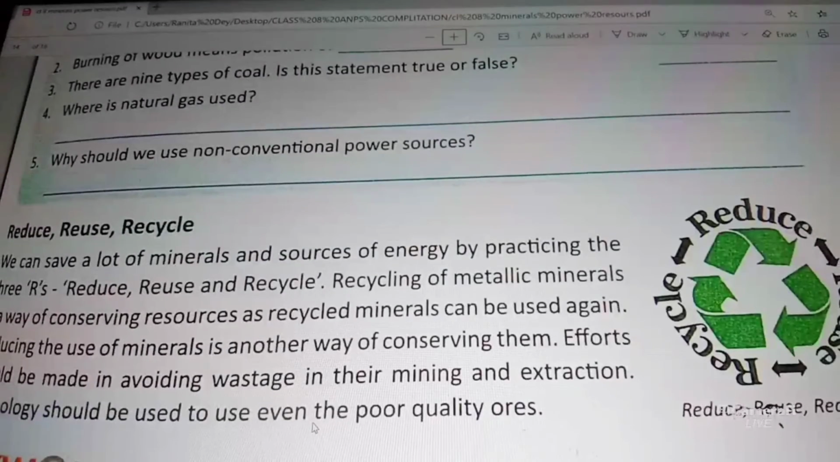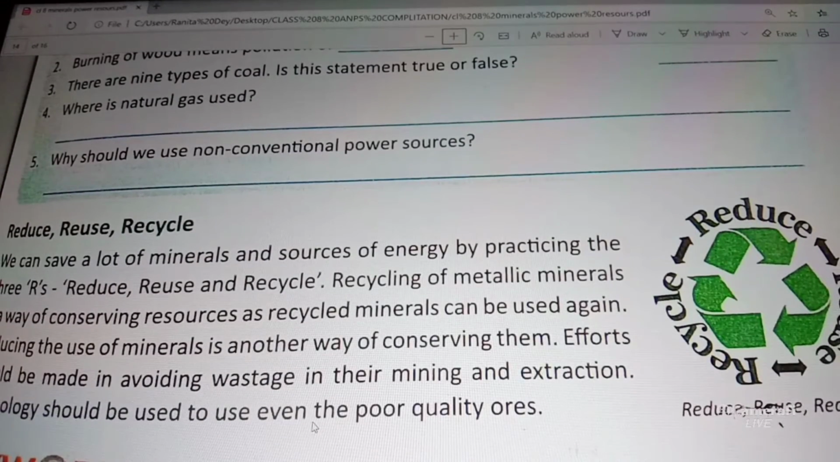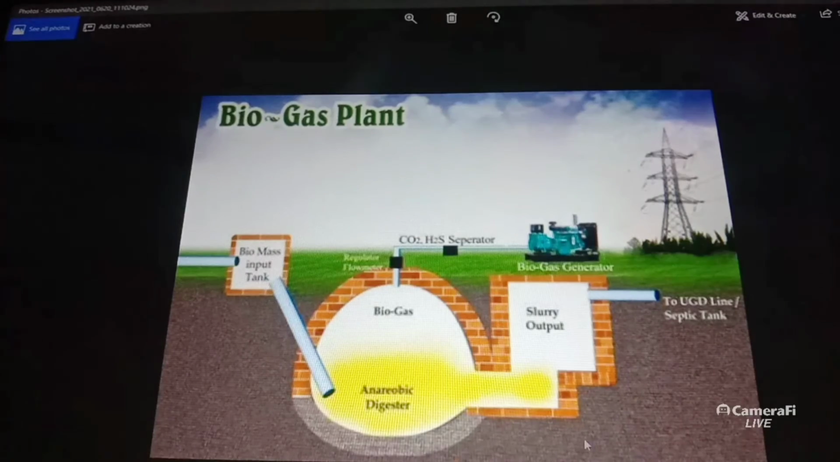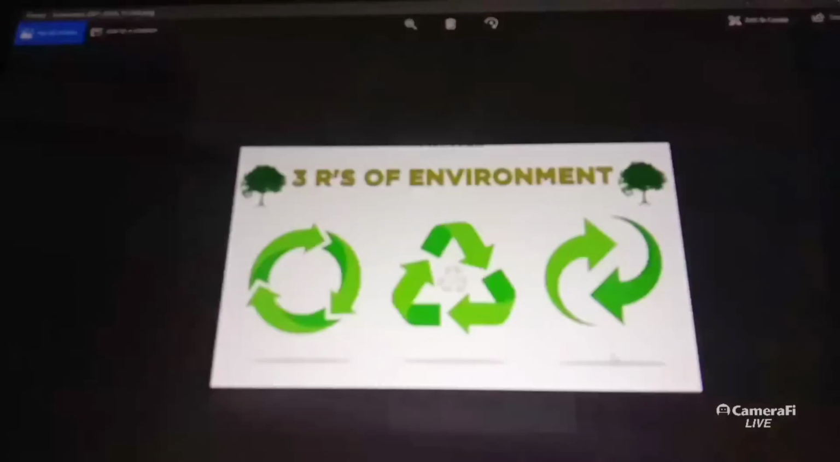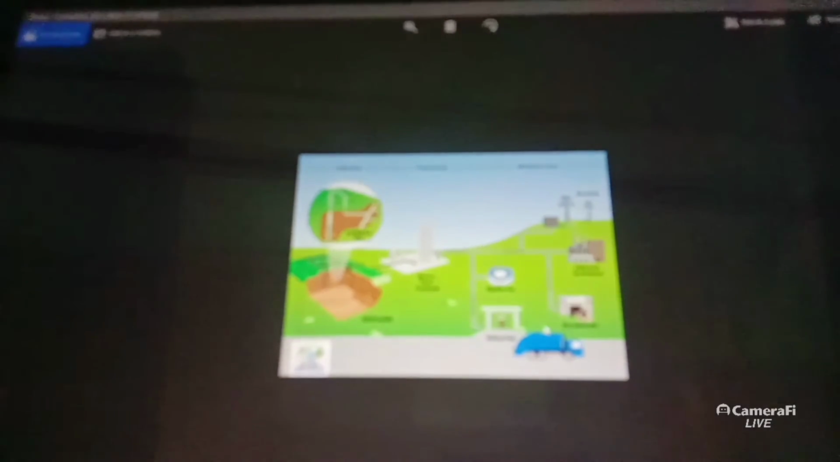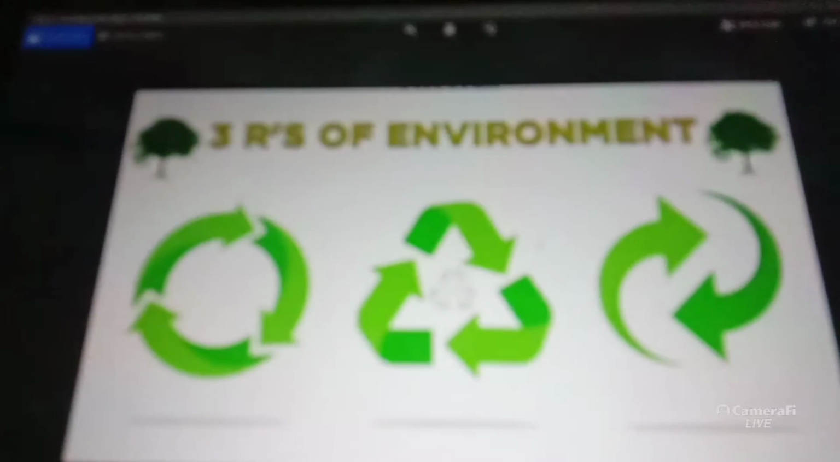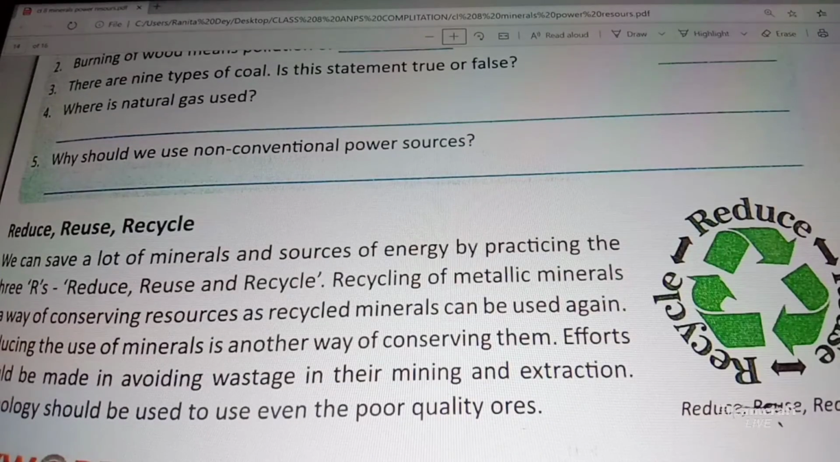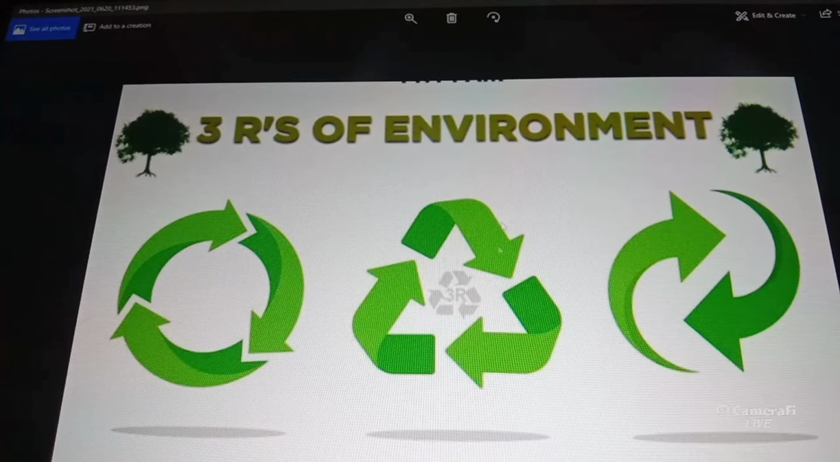Now the last thing is the golden rule of resource conservation. Any resource depends on the 3R. After talking about 3R, I will go from it. Whenever we are throwing our trash, we have seen that particular sign on our trash board or trash material area. This is the 3R of the environment, or we can say the golden rule of resource conservation.